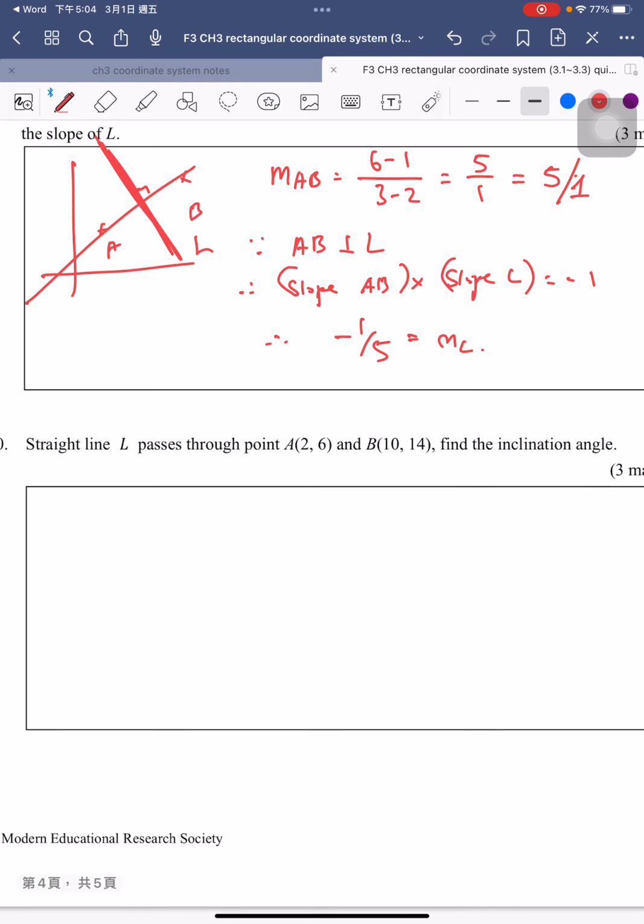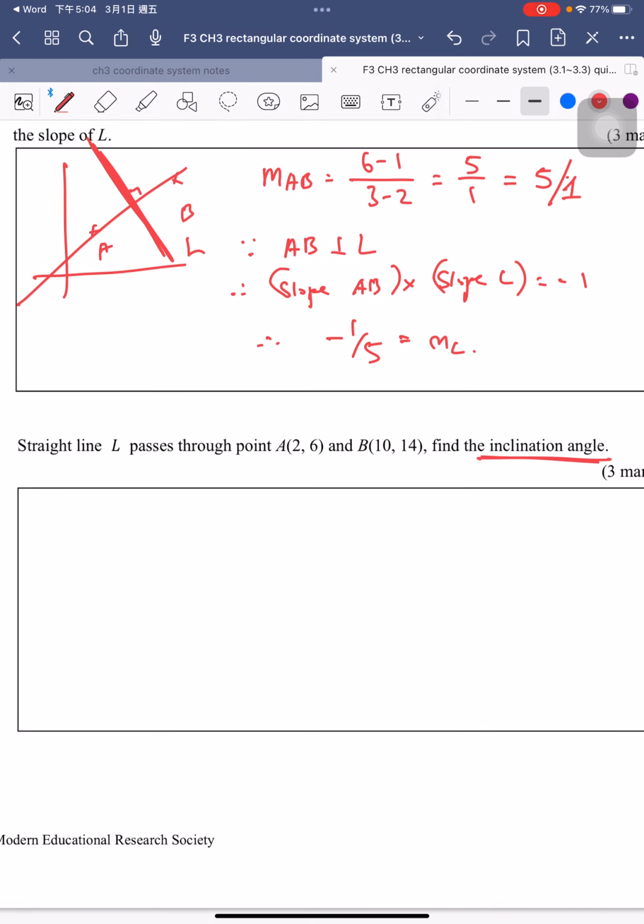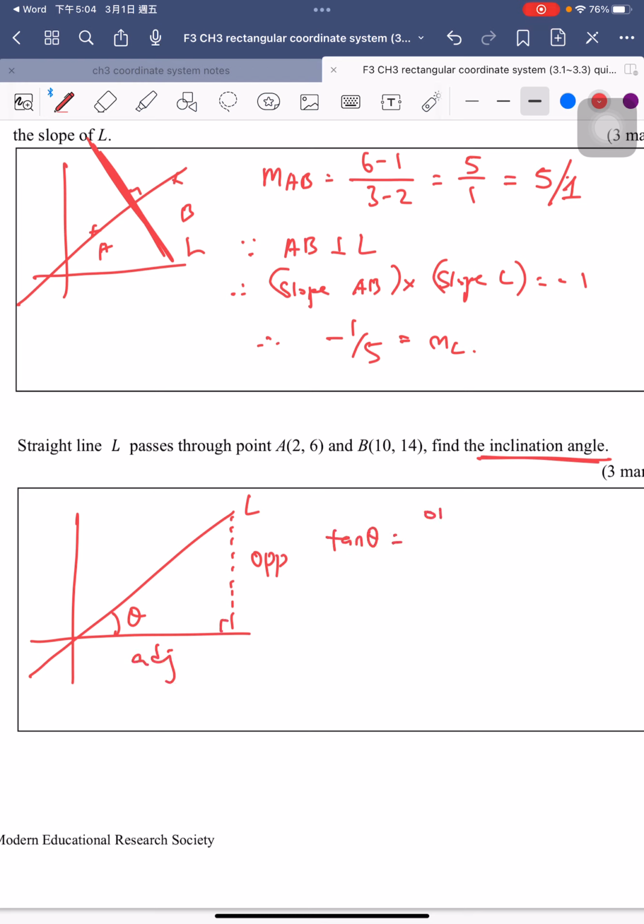Okay, so moving to question 10, we are going to talk about the inclination angle. The inclination angle means, when you have a straight line L passing through a point, the angle between L and the x-axis. So this is going to be theta. And as we said before, this is going to be the opposite side of theta, and the side near theta is going to be the adjacent side. So by definition, tangent theta is equal to the opposite divided by the adjacent side.